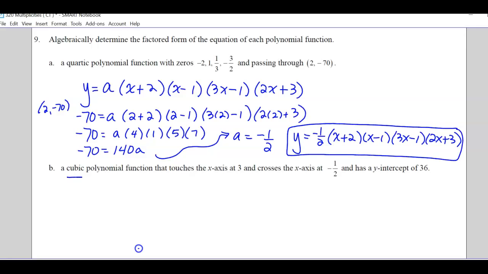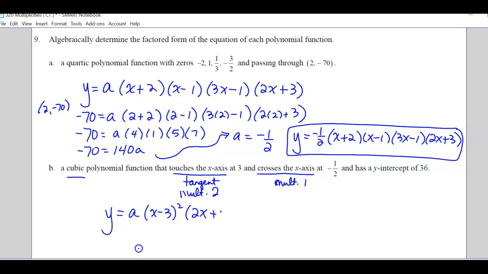Next one, it's a cubic function that touches the x-axis. So that means it's tangent to the x-axis at x equals 3. And then it crosses the x-axis at negative 1/2. Only choice here, because it's cubic, is degree 1. Okay, so this is a multiplicity of 1. This is a multiplicity of 2. So we'll have y equals, again, we don't know the stretch factor. If it just touches at x at 3, then that's x minus 3 squared. If it crosses at negative 1/2, then it's 2x plus 1.